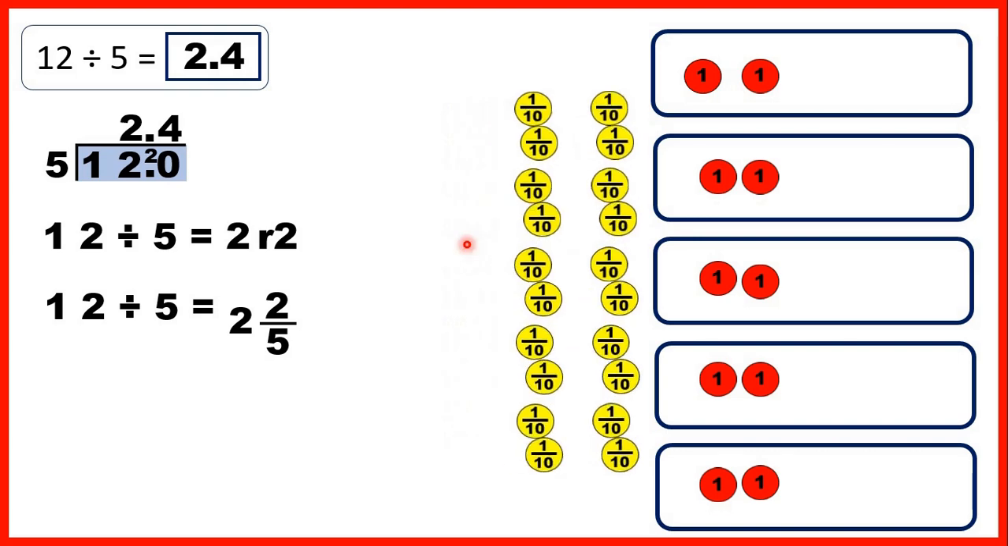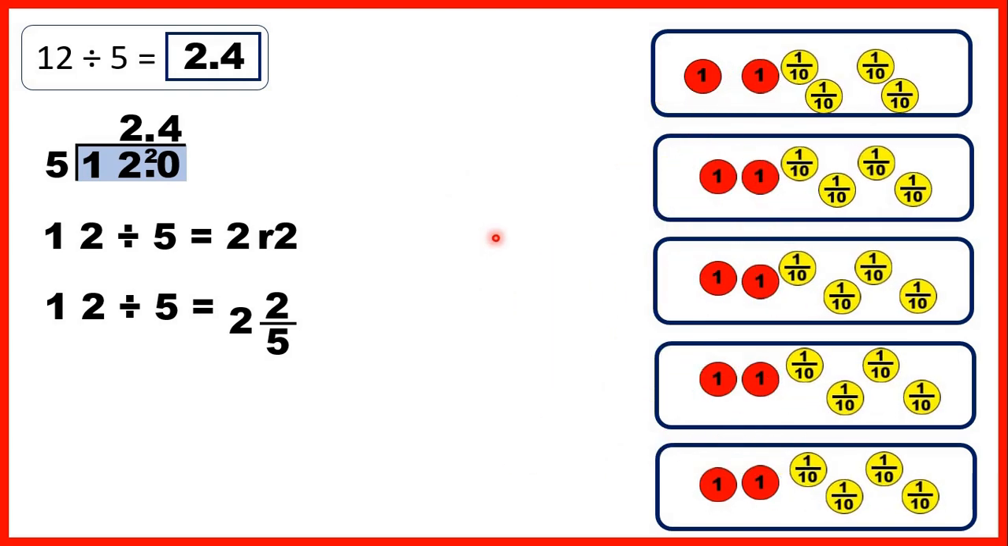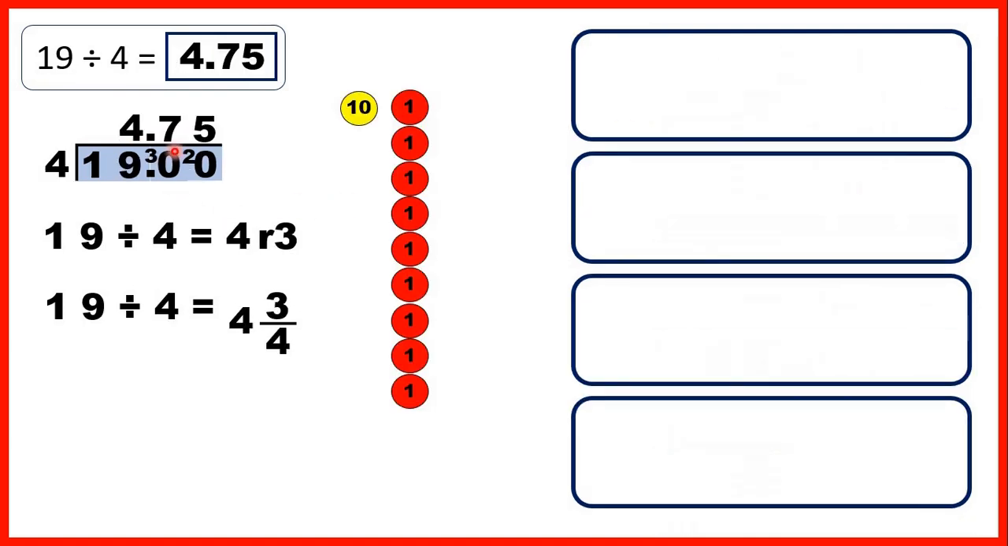So then, when we share out the 20 tenths between the 5 groups, we have 4 tenths in each group, so that's why we have 4 tenths in our answer.